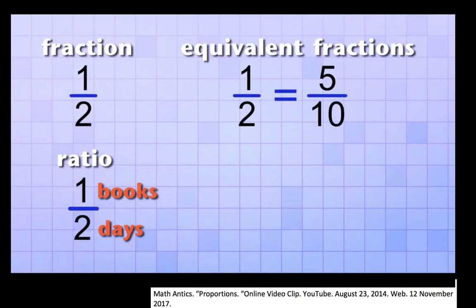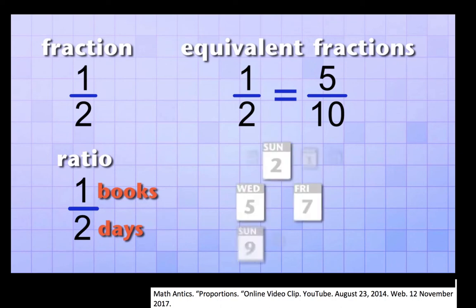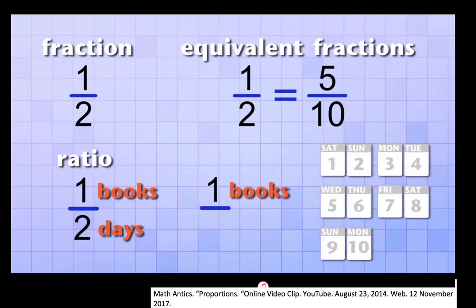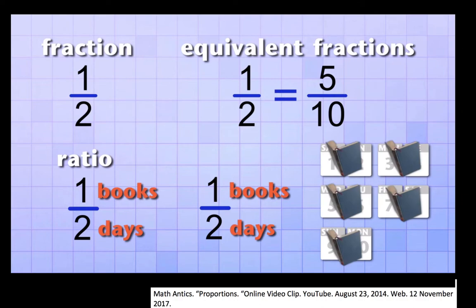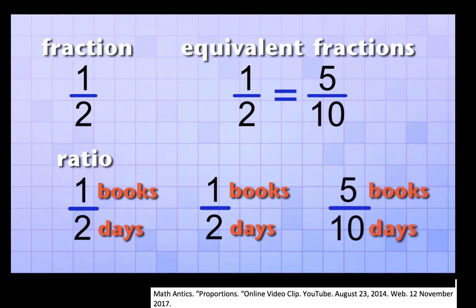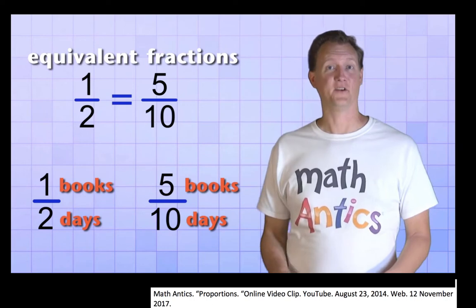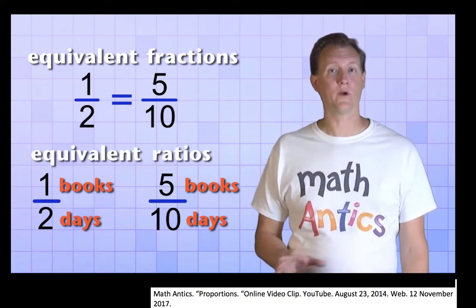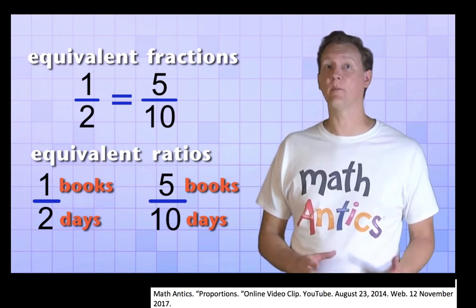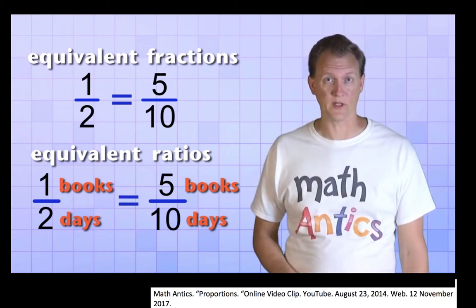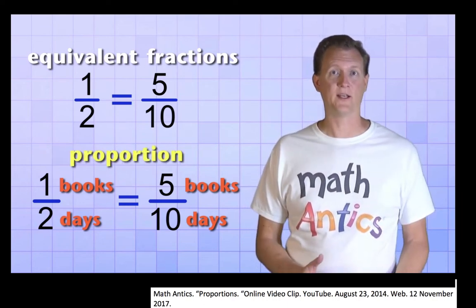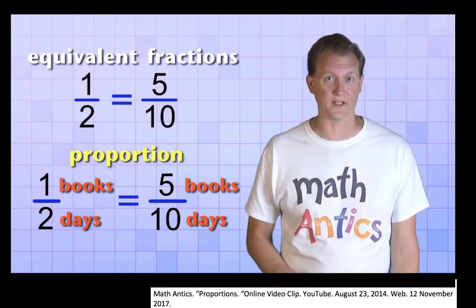Alright, but what if our student reads books at that same rate for 10 days? How many books would they read? Well, if they finish one book every 2 days, then in 10 days they'll have read 5 books. So that ratio would be 5 books per 10 days. Do you see what we have here? These are equivalent ratios. Just like the equivalent fractions, they represent the same amount, so we can put an equal sign between them. When we do that, we have a proportion. A proportion is just two ratios that are equivalent or equal.